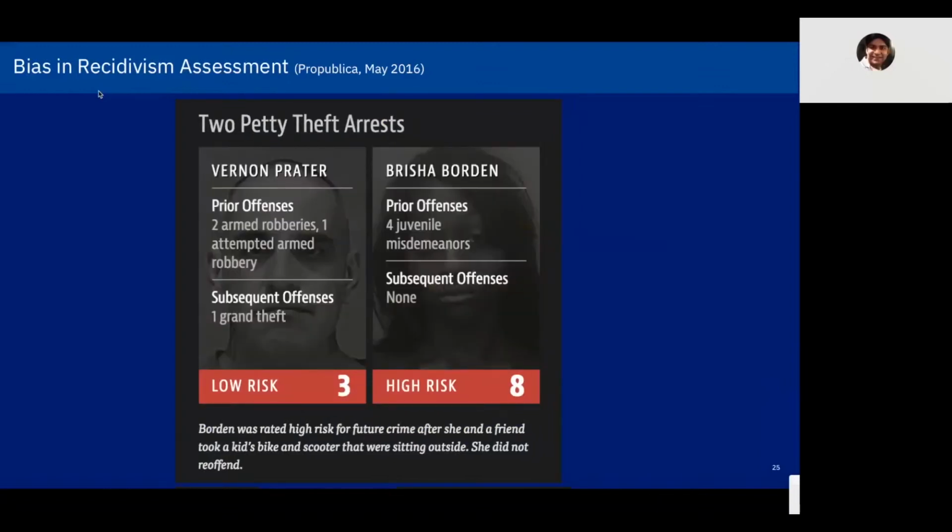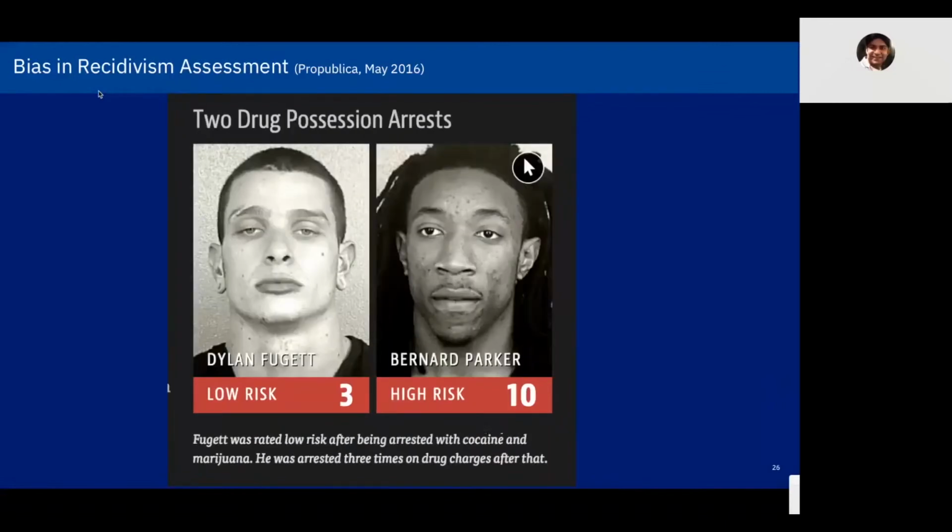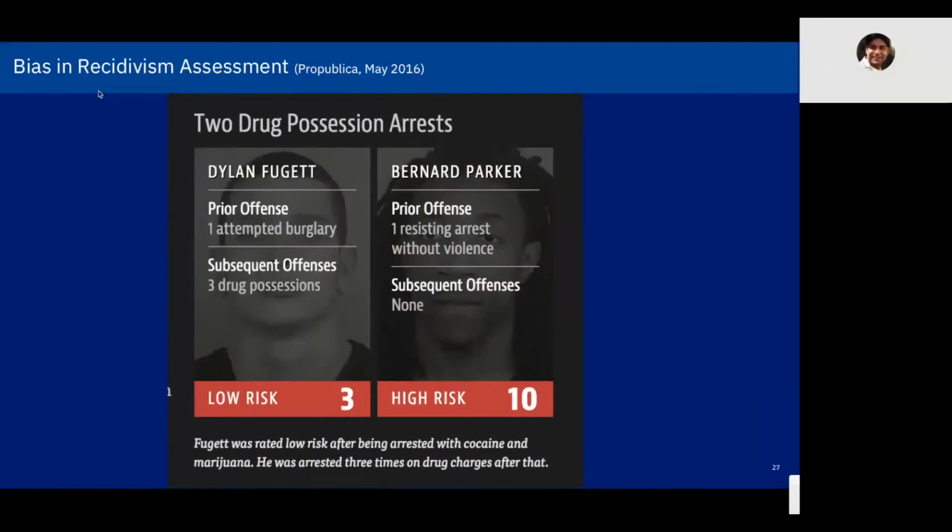But what actually happened was, she did nothing after the fact. But Vernon, who had prior to this two armed robberies, one attempted armed robbery, and actually a grand theft, was rated low risk. And the same set of examples abound in criminal justice defendant software. In this case, Figurt was rated low risk after being arrested with drugs, and he was actually arrested three times on drug charges after that.